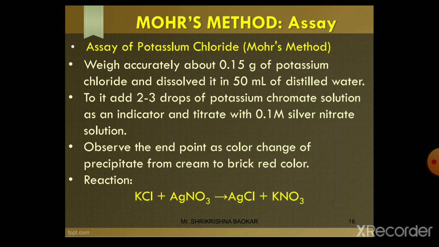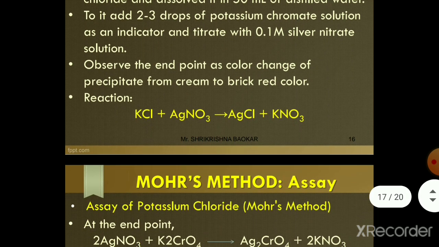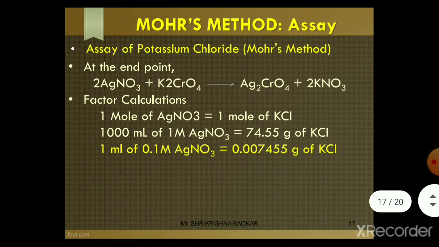Reaction: KCl plus AgNO3 gives AgCl plus KNO3. At the end point, 2AgNO3 plus K2CrO4 gives Ag2CrO4 plus 2KNO3.